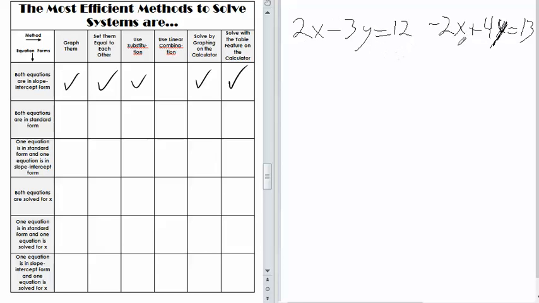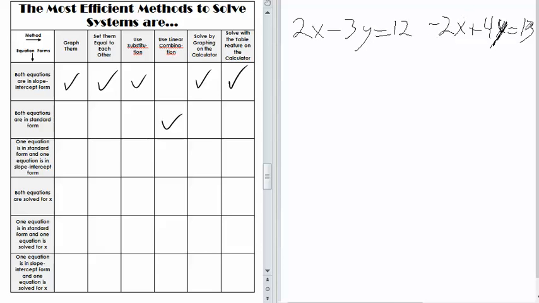Substitution doesn't work because it's not solved for anything. We can really only use linear combination. We can't graph it on the calculator because calculators don't graph in standard form. And we can't solve it on the table because, again, the calculators don't work that way. We have to put it in y equals.